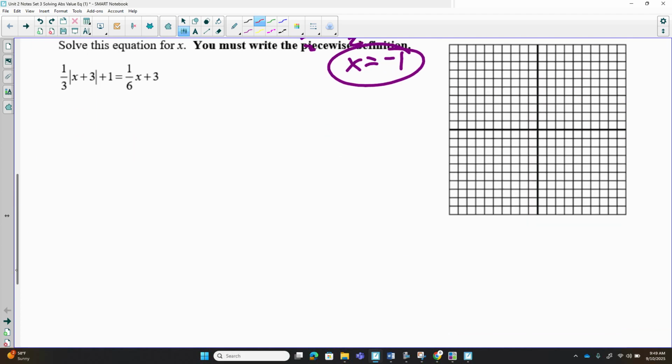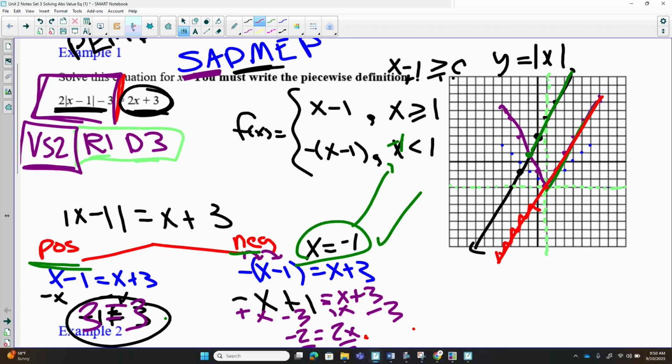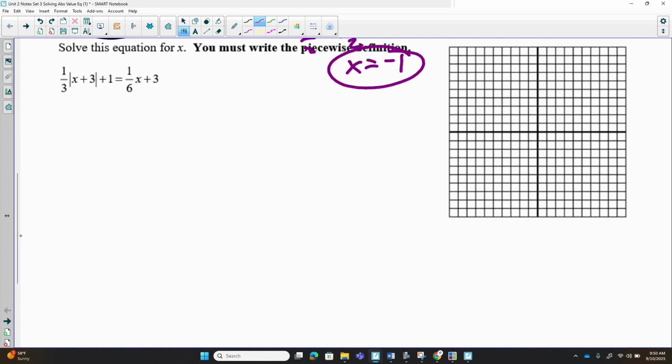It's good to stretch your brain and think about it when you get to those problems. All right, now, example number 2. All right, what's step 1? All right, let's go. Write piecewise. I'll help you out. Remember, it is only going to be what? X plus 3.